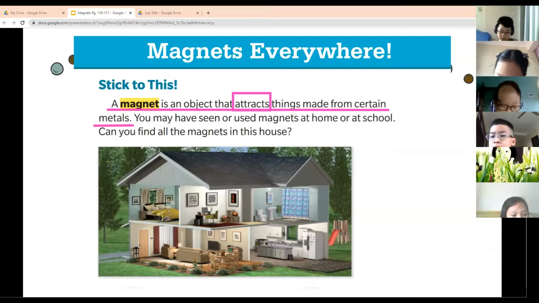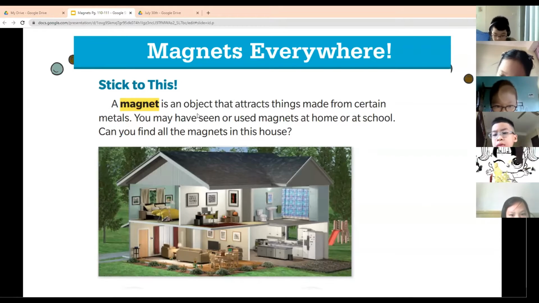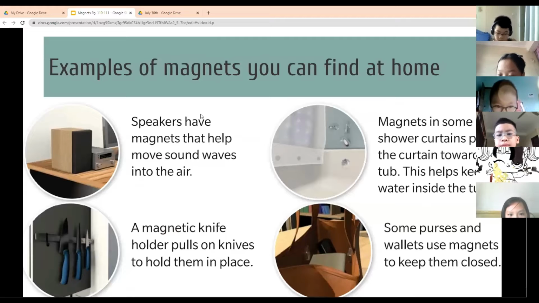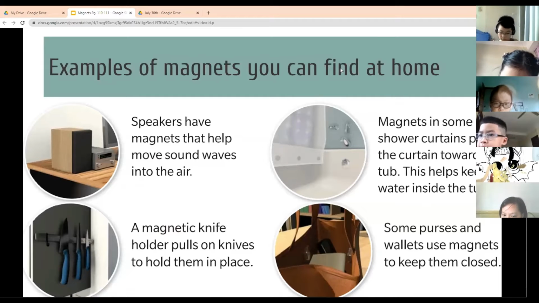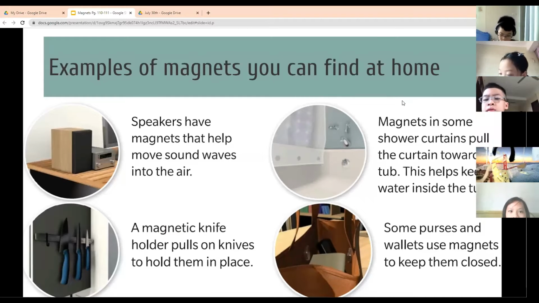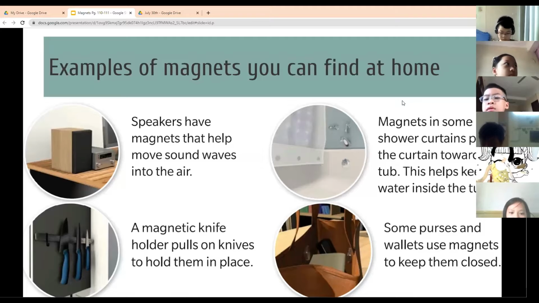I'm assuming most of everyone is done. Let's read some examples of magnets you can find at home, and then we'll look at the examples you guys found. So who can read our first example? Let's have Milk. Could you read our first example? Speakers are magnets that help move some words into the air.